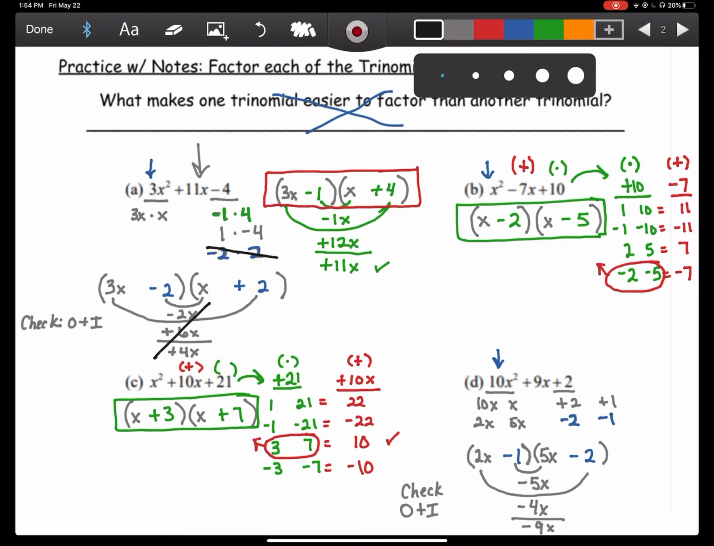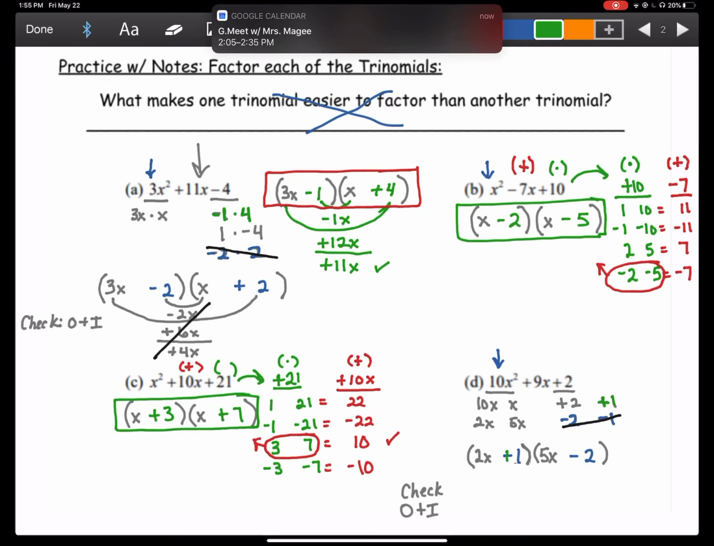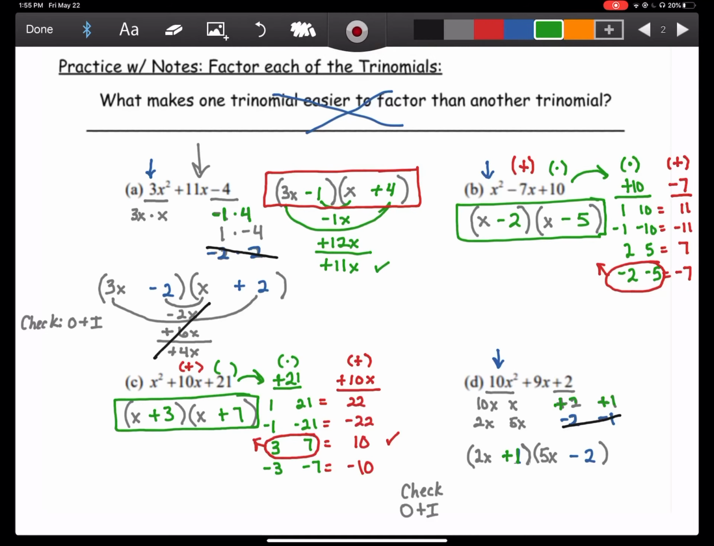All right, write it down. If you don't have it yet, cross it out. Just a single line, cross it out. And then I'm going to erase. I'm going to do one more thing. Now, all I'm going to do here is cross out this option, because I know this is not correct. And I'm going to use the positive 1 with the 2x, and I'm going to use the positive 2 with the 5x. Okay, here we go.